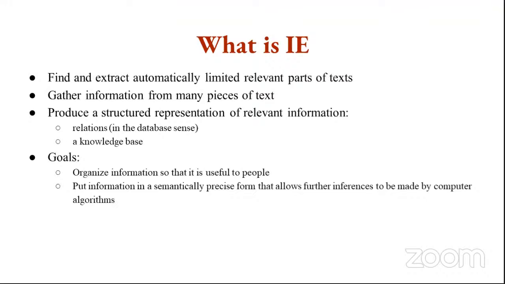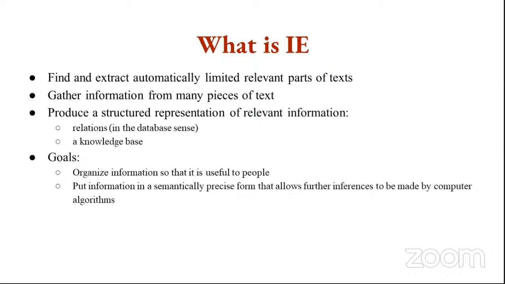So what is information extraction? Find and extract automatically limited relevant parts of text. We have a text, and we have to find the relevant parts of the text. That is called information extraction. Gather information from many pieces of text. This is a task of natural language processing. The input is text, and from the text we need to extract relevant information, which could be the entities, their relationships, and their interconnectivity. Produce a structured representation of the relevant information.